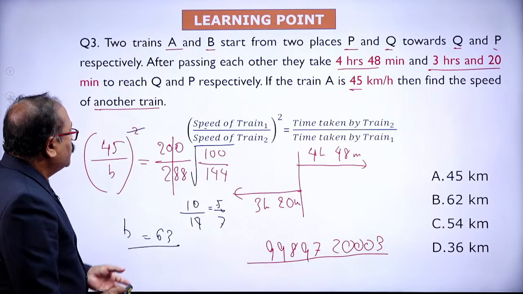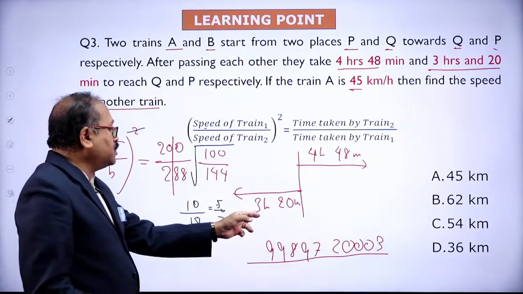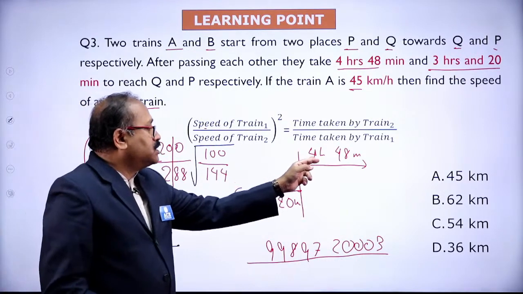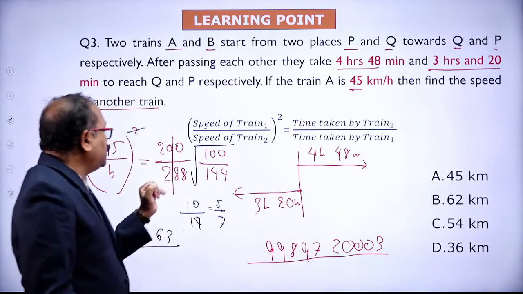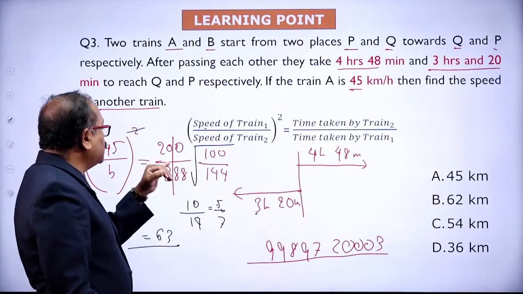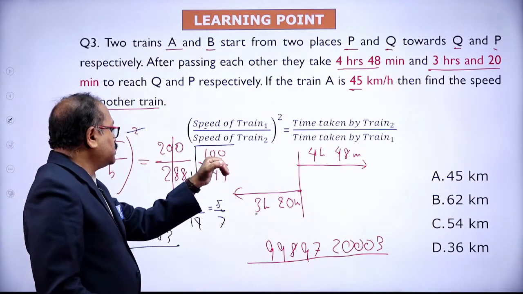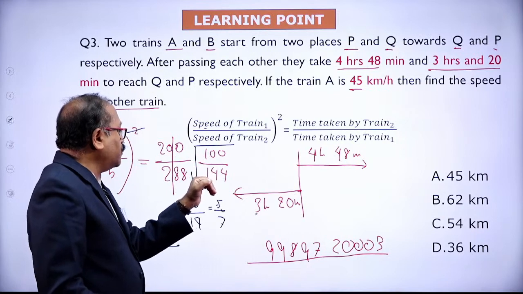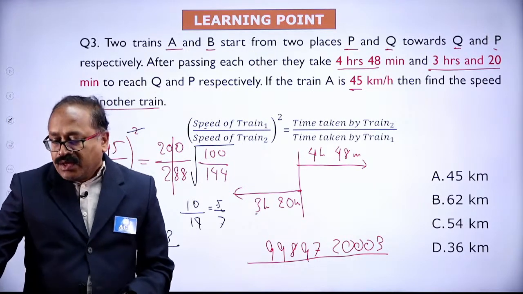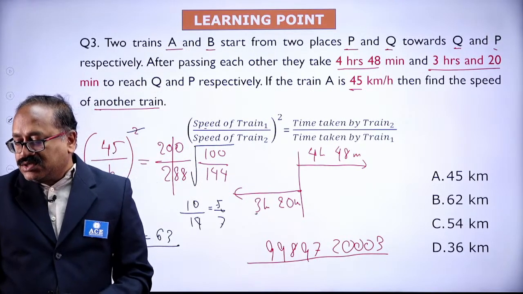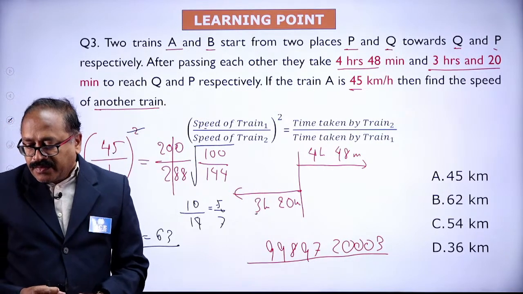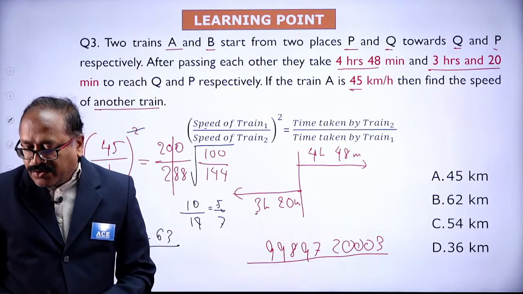Did I slip somewhere? So square root, and here this is 200 minutes, and here it is 288. That's right. And when I cancel this by 2, it is 100, and by 2 it is 144. Then this is 10 by 14, which is 5 by 7. Is there any slip anywhere? Can you just find it out?